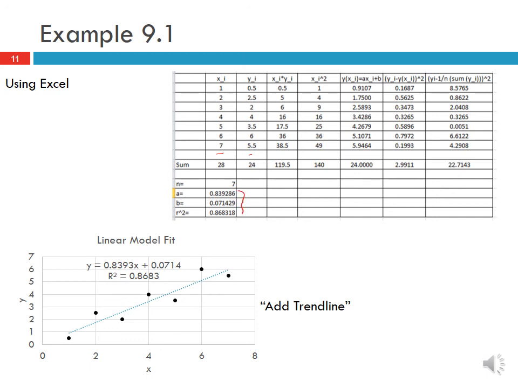And you are likely familiar with doing this using the trend line feature in Excel, where if you just plot the data in a scatter plot, and then you can go to add trend line and choose linear, it will provide the equation, which is the model, and you can see that the values for a and b are the same as what we obtained, and it also gives the r squared value on the chart.